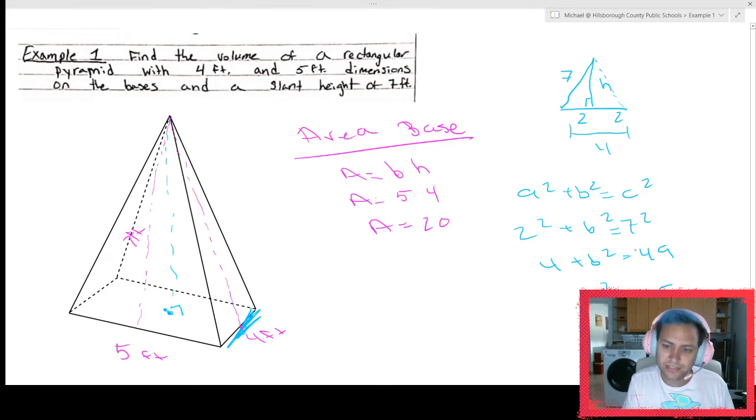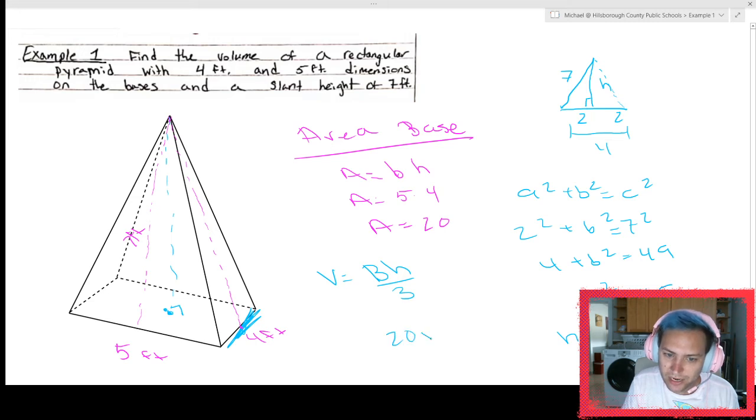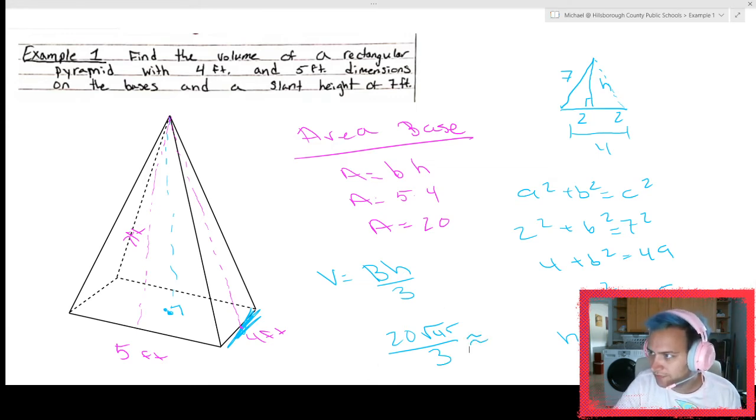That is now the height, right? B in this formula is the height of my right triangle. So now I can take my equation and I can say, okay, volume is equal to big B times h divided by 3. I know big B is 20. I know that the height is the square root of 45. Divide that by 3, and I can now punch that into my calculator to get an answer. In this case, I got 44.72.